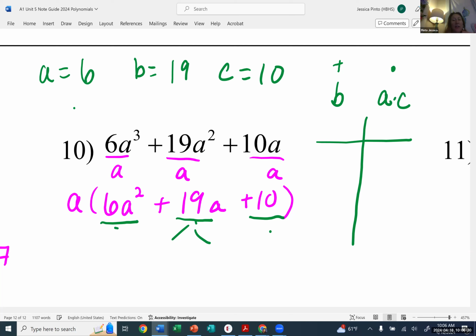So now let's fill in our chart. I want B to be 19. And I'm going to do 6 times 10, which is 60. Now, because I want to use a pattern, I'm going to show us going down the line of 60, starting with 1. I love that this problem is all positive, so we're just going to be dealing with positives. This will be 1 times 60.